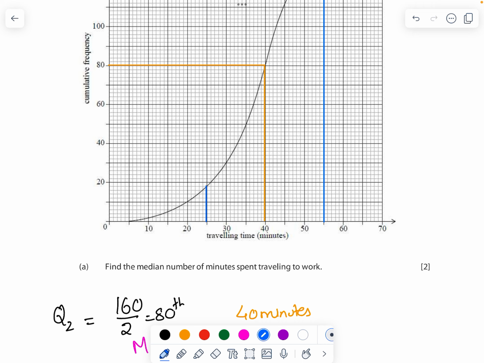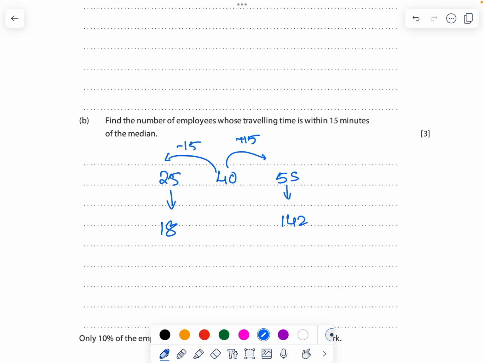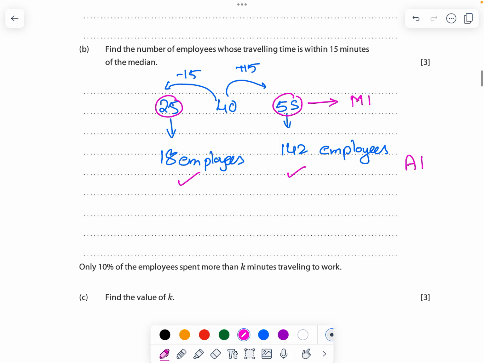Hit the graph and calculate the value. It's going to be 18. 142 employees and 18 employees. So for getting this 25 and 55, you get 1 mark, and for getting 18 and 142, you get both correct, 1 mark. So now what am I going to do? I'm going to subtract 142 minus 18, which is going to be 124, which gives me another A1 mark.